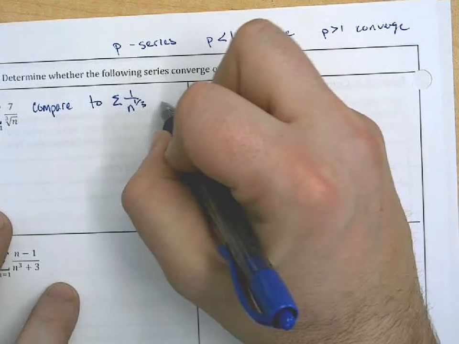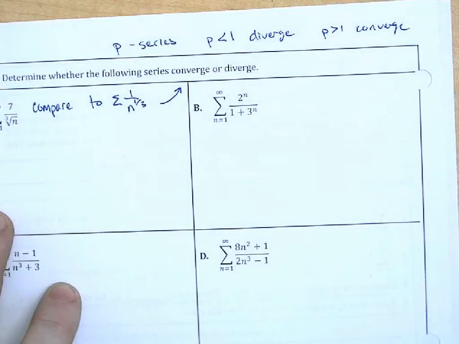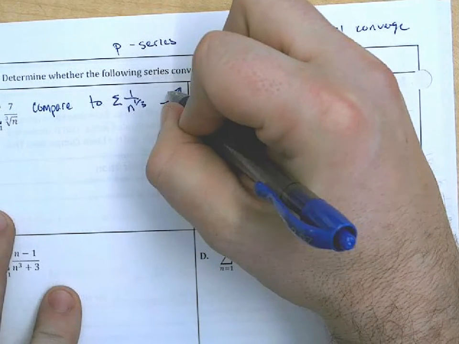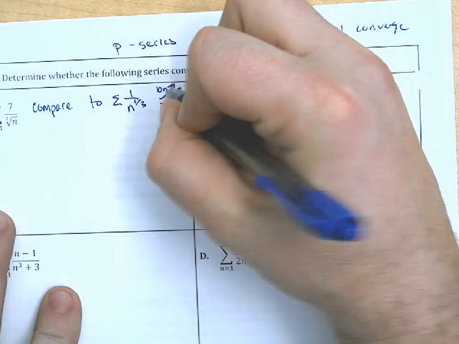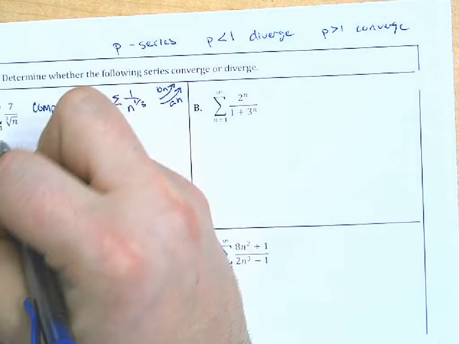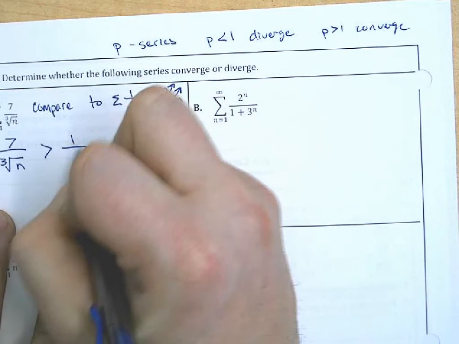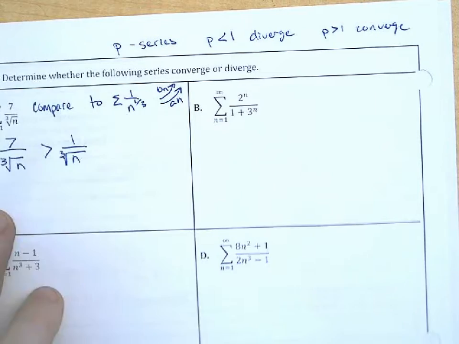So if I know this diverges, what do I need to show about this inequality? So this is my a sub n. So I need to show that b sub n is greater than. So is 7 over the cubed root of n greater than 1 over the cubed root of n?